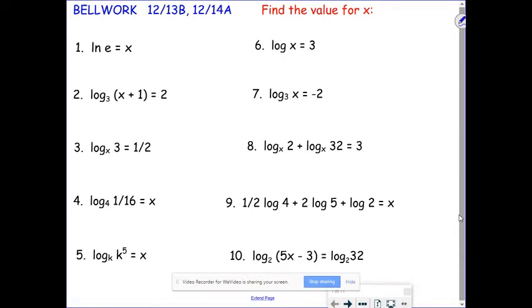So looking at the warm up here, take a few minutes, let's hit pause and get going on the warm up. Take a few minutes. Whenever you guys are done, hit play again.